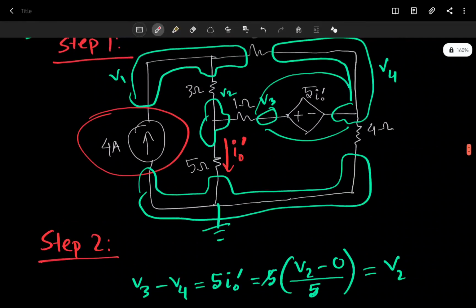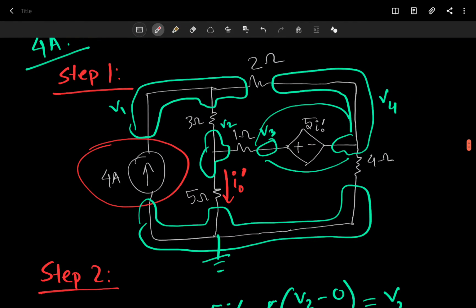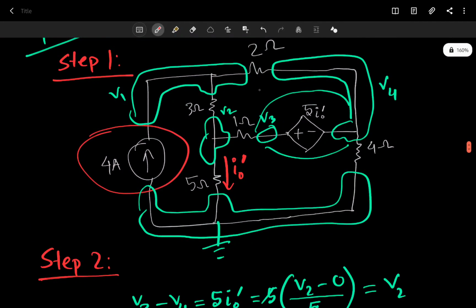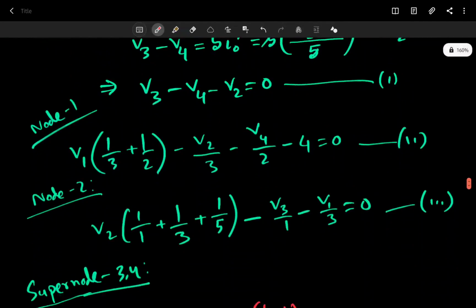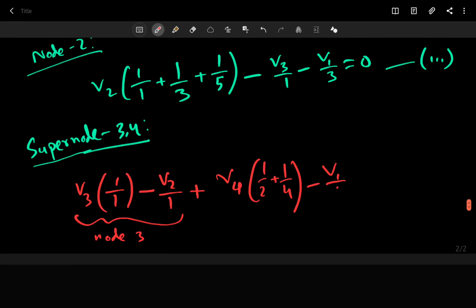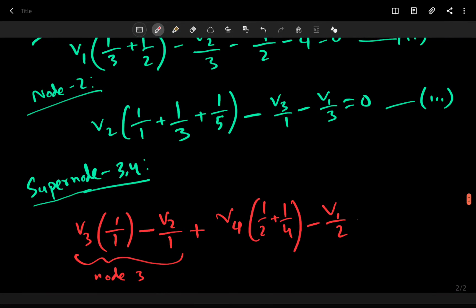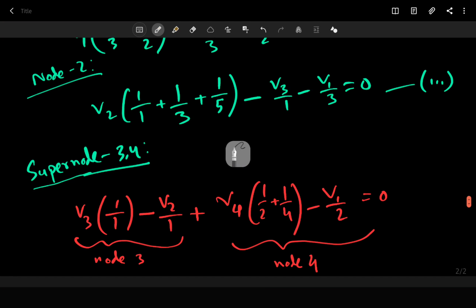So what does V4 have? V4 has two resistors connected to it, 1 by 2 and 1 by 4. So 1 by 2 plus 1 by 4, and this 2 ohm resistor is connected to V1, so we have minus V1 by 2, and the 4 ohm resistor is connected to ground, so minus 0 by 4, equals 0. This is from the node 4 part. So this is 0, so I'm just going to write it equals 0. So this is our fourth equation.